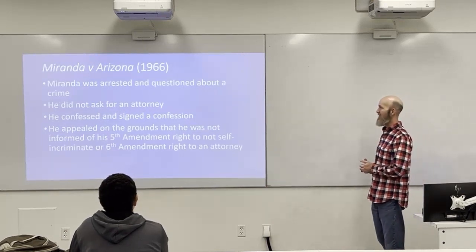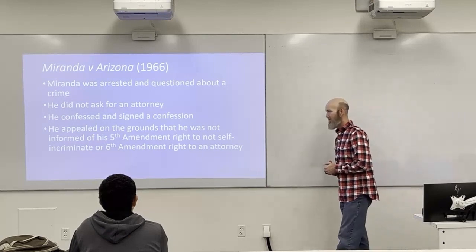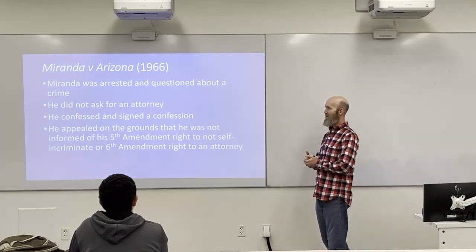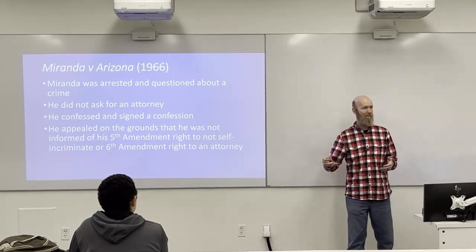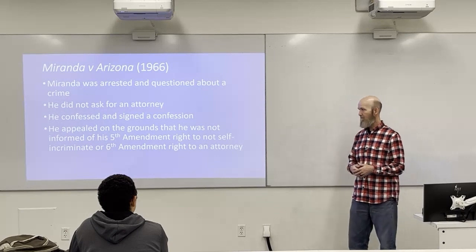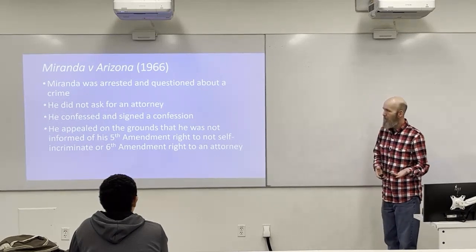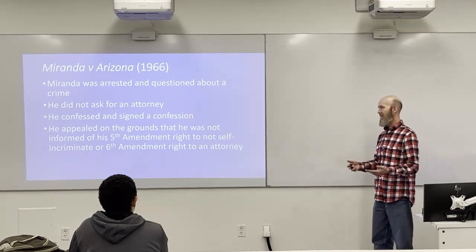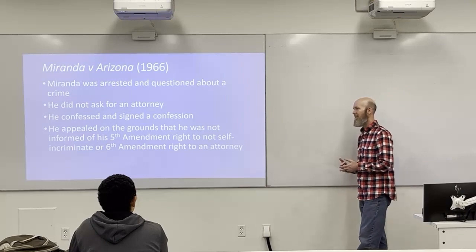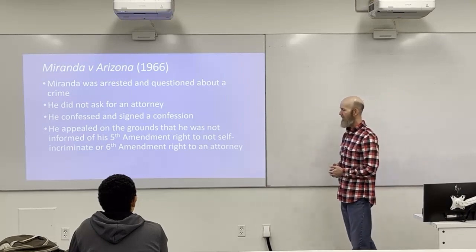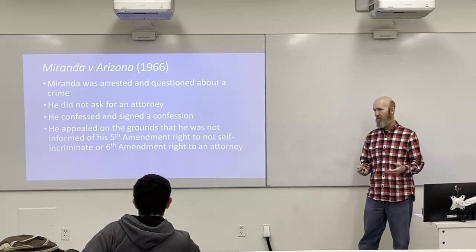A few years later, Miranda v. Arizona. Miranda was arrested and he was questioned by the police. He did not ask for an attorney and he ended up confessing to the crime, and he signed a statement confessing to the crime. Of course, he was convicted. He appealed on the grounds that he didn't know his Fifth Amendment rights, that he does not have to testify against himself. He does not have to admit to it. And he didn't know he had the Sixth Amendment right to an attorney. So he appeals, claiming that he should have been told his rights.